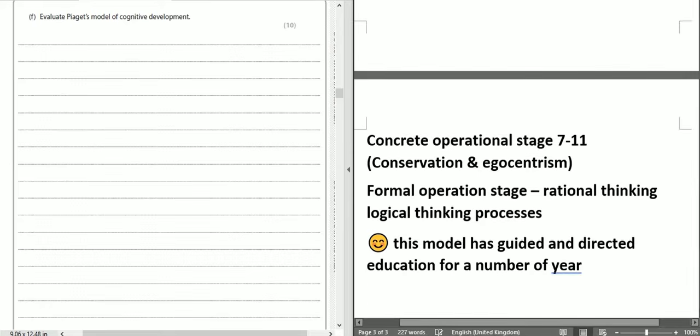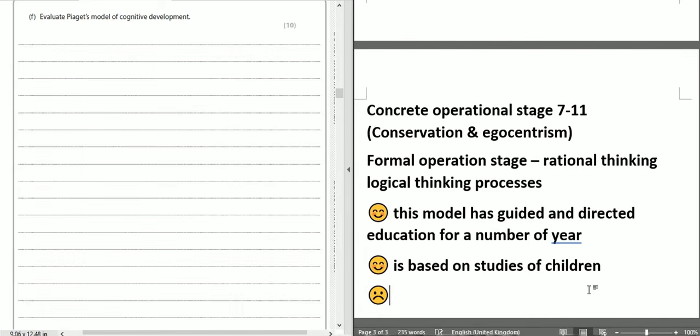So again, we can always put his theory is based on studies of children. So that's one other strength. However, we go with the weaknesses, things a bit problematic. The sample was very small. So he did very small studies. It wasn't a very wide range of children.